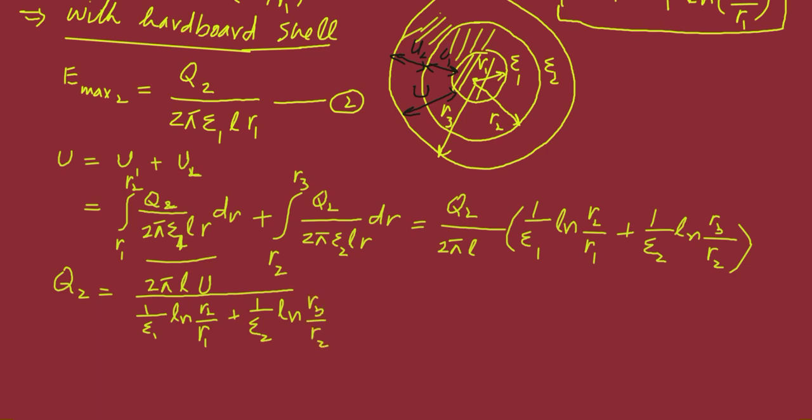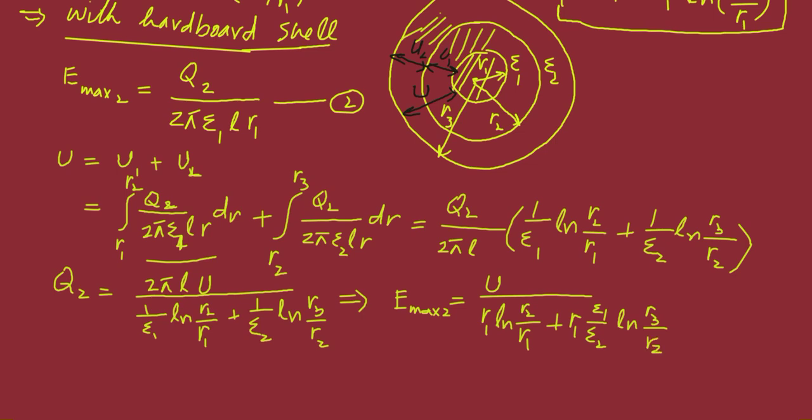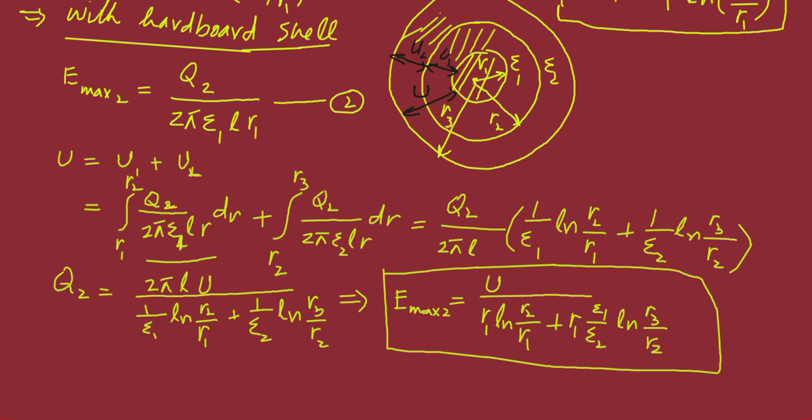Okay, so then putting this value of Q2 in our equation 2, we will get E max 2 equal to U over R1 times natural log of R2 over R1 plus R1 times epsilon 1 over epsilon 2 natural log of R3 over R2. So this is our E max 2.